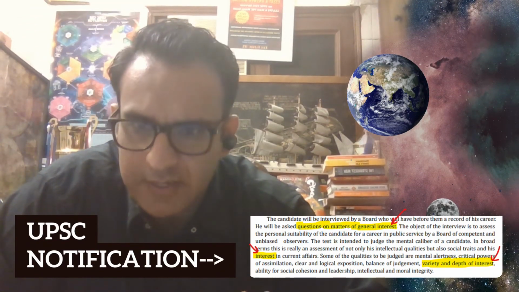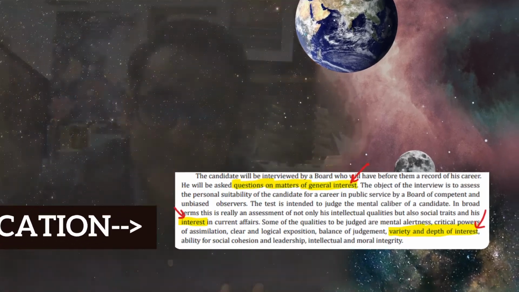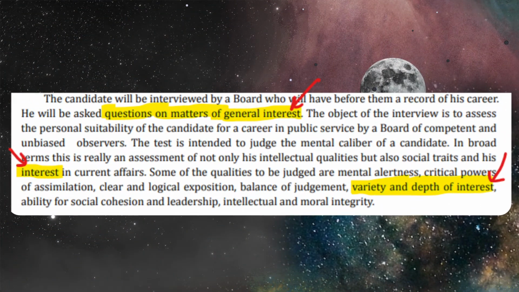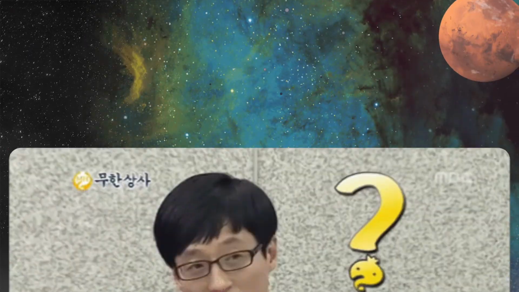Take a look at what they're saying in the UPSC official notification. This is the official notification, right? This is not taken from any other website. This is the official notification. They use the word interest thrice. They use the word curiosity many more times. Look at what they're saying. Some of the qualities to be judged are mental alertness, critical powers of assimilation, balance of judgment, variety, and depth of interest. Questions in general studies will be from matters of general interest, interest in current affairs, right?